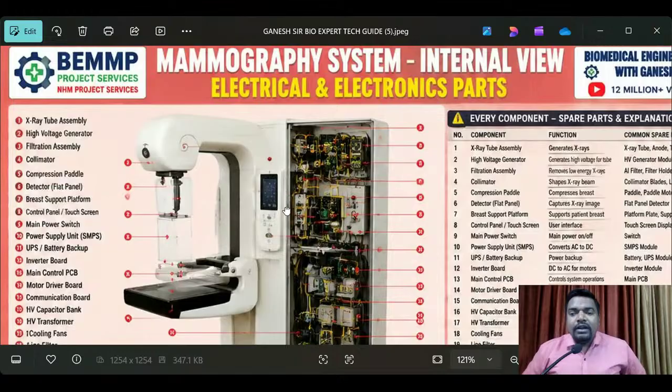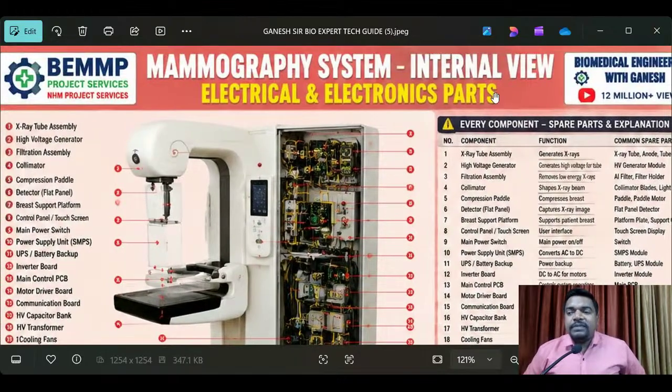Now see here, mammography system, internal view, electrical and electronic components. How do they look? Every engineer and student, please watch my sessions and get it. If you know all these things, you will get a good life and good experience. In my life, with multiple years of experience, after doing my job I struggled in my life. But today I'm giving information which will give a good platform in your life, to whoever is interested, joins and listens to my live sessions.